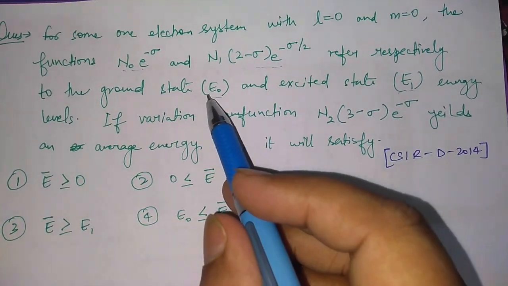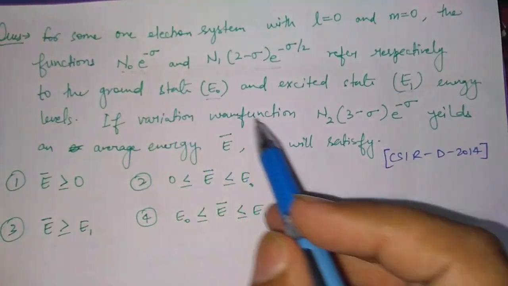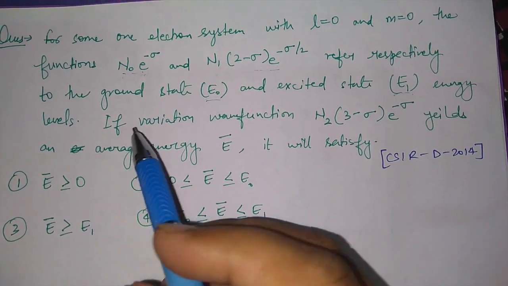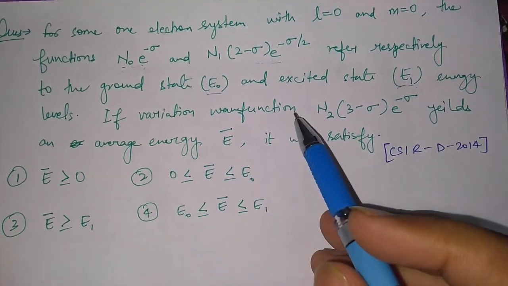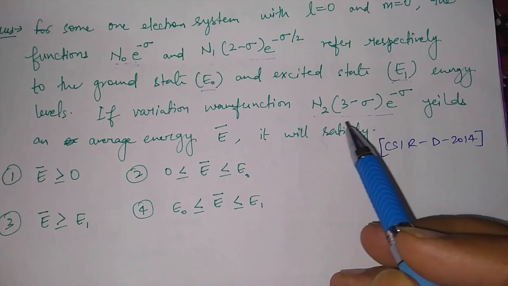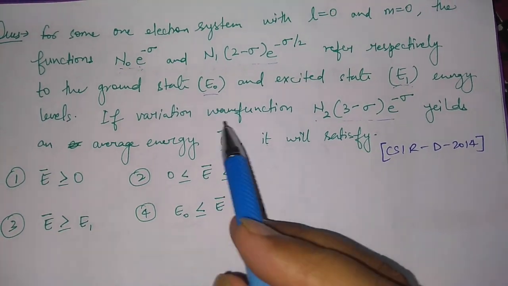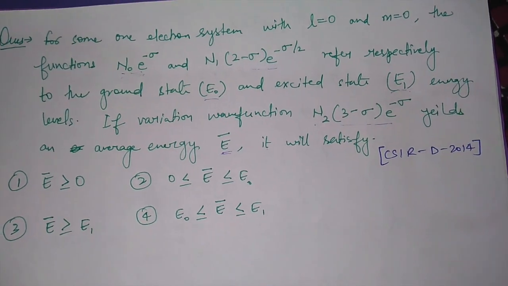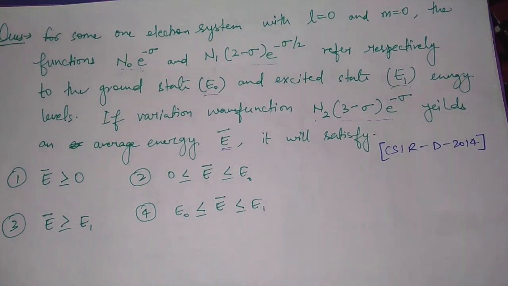So this particular one is for the ground state, and this one is for the excited state, the even energy levels, right? If the variation function, which is the trial wave function you are using, yields the average value E bar, where E bar is the average value you get from the trial wave function, it will satisfy which of these equations.